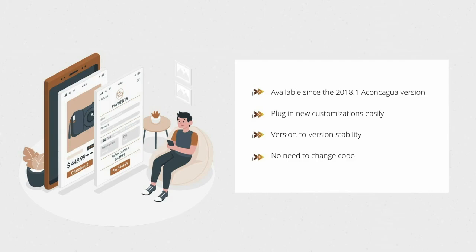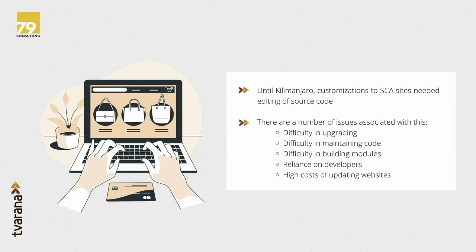Up until the Kilimanjaro release, customizations to your SCA web store used techniques that involved editing the source code of the bundles that were shipped from NetSuite. This approach to customization is powerful and offers a number of benefits. However, it also caused a bunch of problems such as difficulty in upgrading websites from one version to another, difficulty in maintaining code, mixing together functionality and design, and so on.